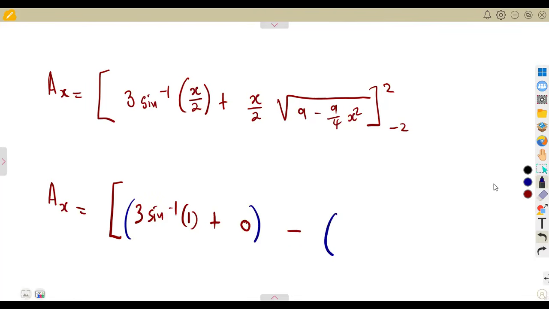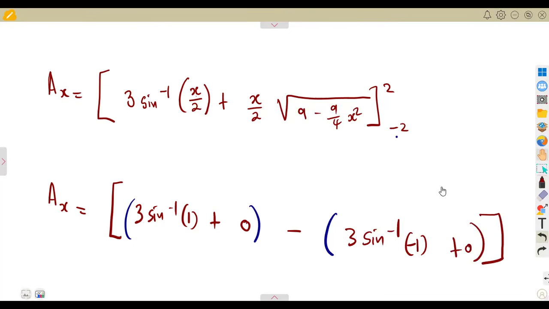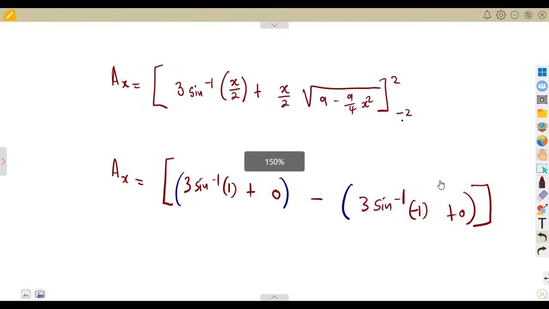Just substitute properly. When x is minus 2, it's going to be 3 here. So you're going to have 3 arcsine negative 2 over 2, which is going to be negative 1. So it's arcsine negative 1. Negative 2 squared is same as 2 squared, so this will give us a 0 also. So that's a plus 0 there. There's nothing that you're going to have. All right, so that is what we were going to have at the end.